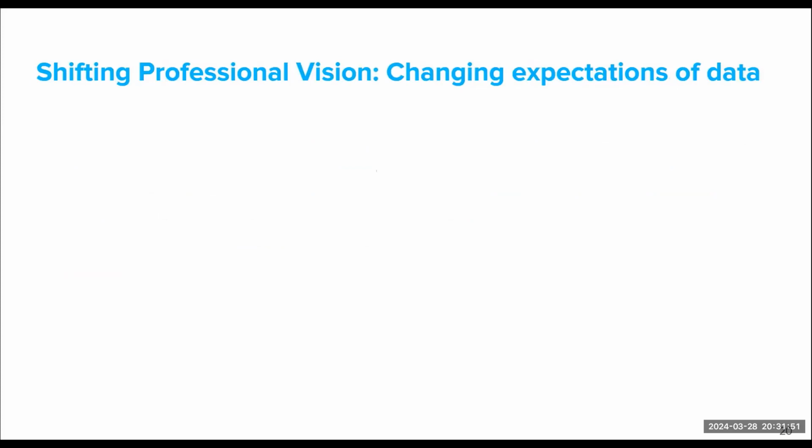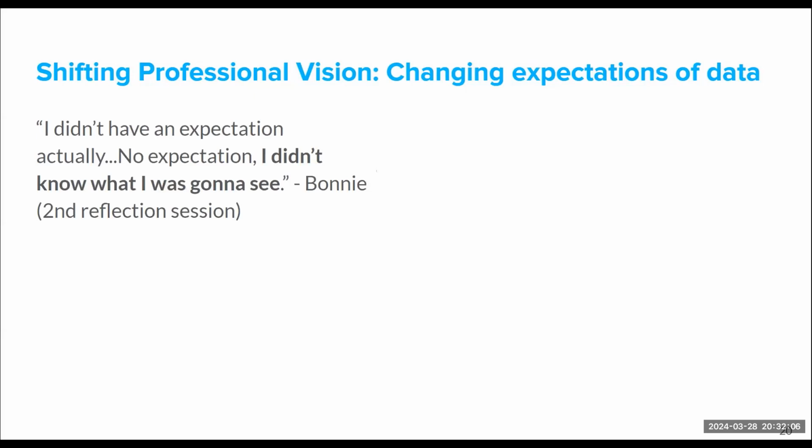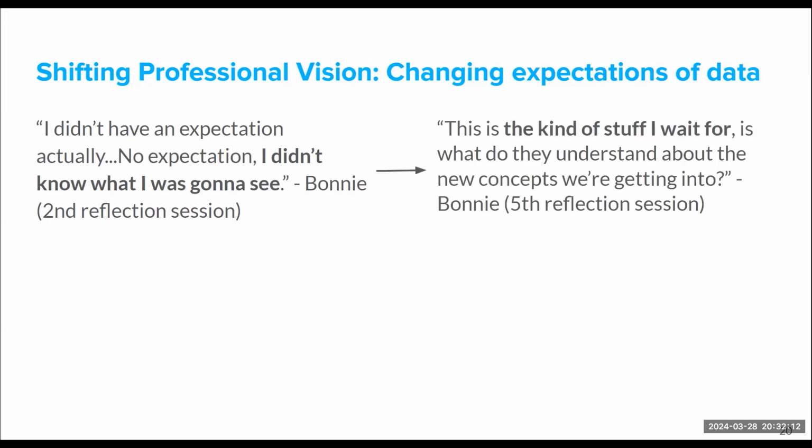And a really interesting finding we found was related to teachers' professional vision and how it shifted over time. Teachers started with little expectation or knowledge of what to see in their data, or what to interpret in their data. So for example, in an early reflection session, her second session, Bonnie stated that she didn't know what she was going to see in her data. She didn't have any expectations. And in her last and 5th reflection session, she noted that she was waiting to see specific teaching practices reflected in her data.